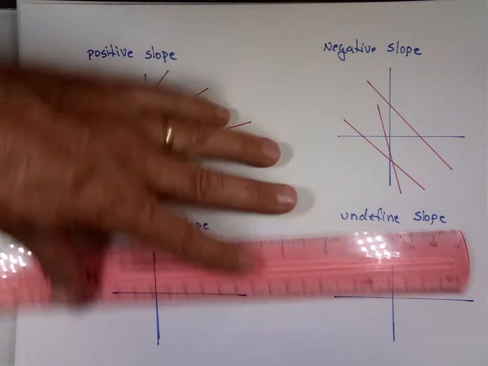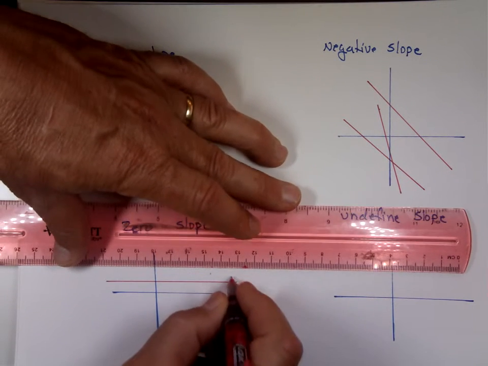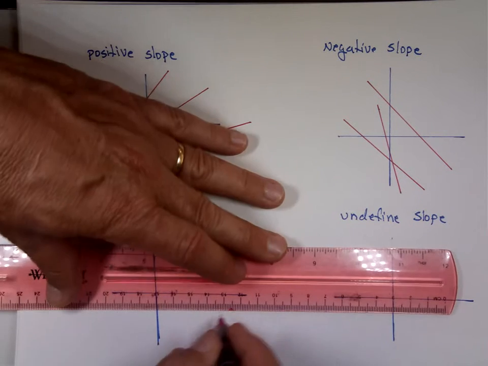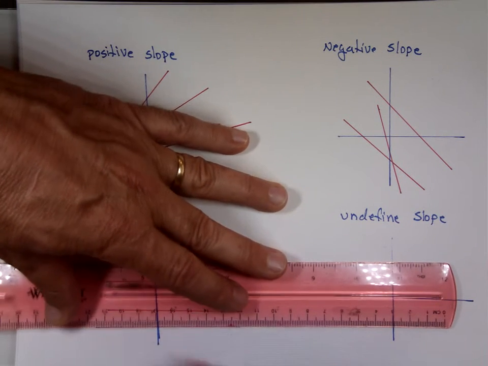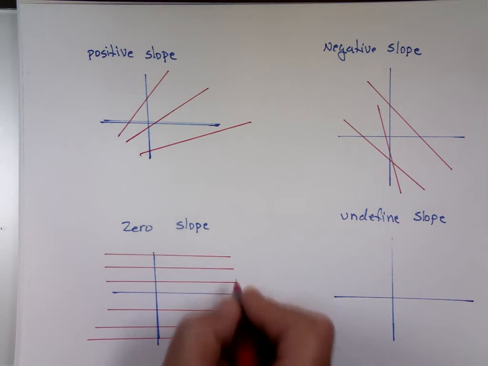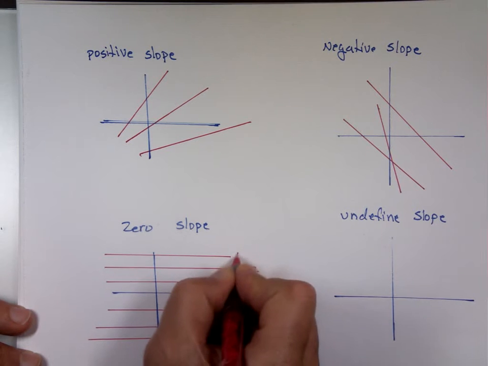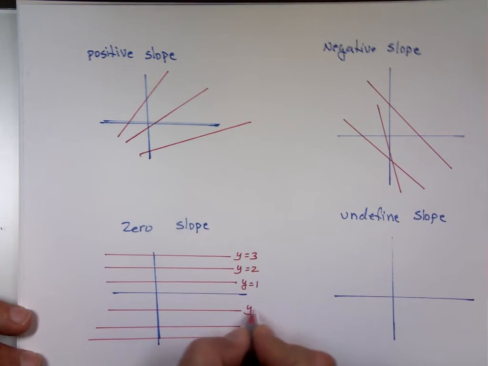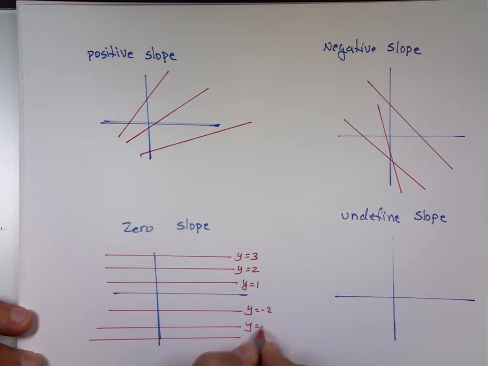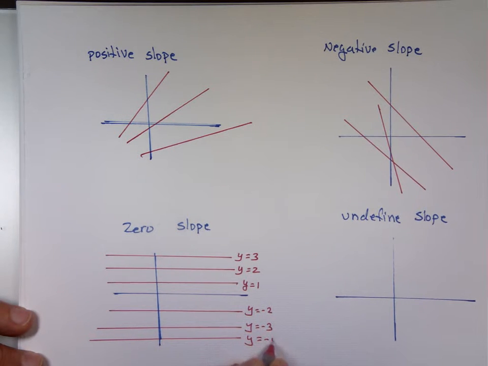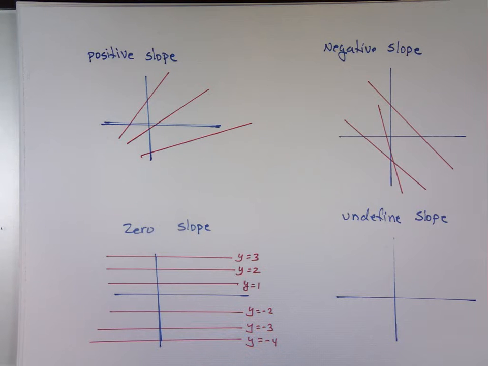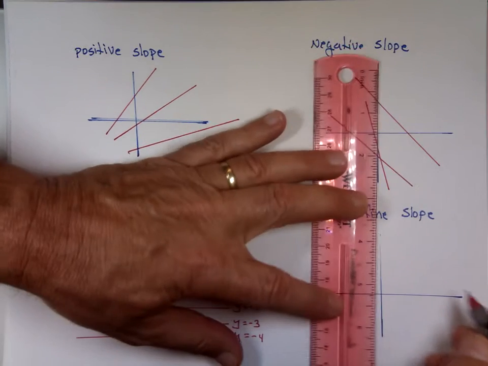Zero slope, that's when you have something like this, horizontal. That's y equals 1. When y equals 1, that's a horizontal line, and it has a zero slope. Y equals 2, y equals 3, y equals negative 2, y equals negative 3, y equals negative 4. All these lines have zero slope. They're horizontal. And the last option is undefined slope, and that's when you have a line going up and down.